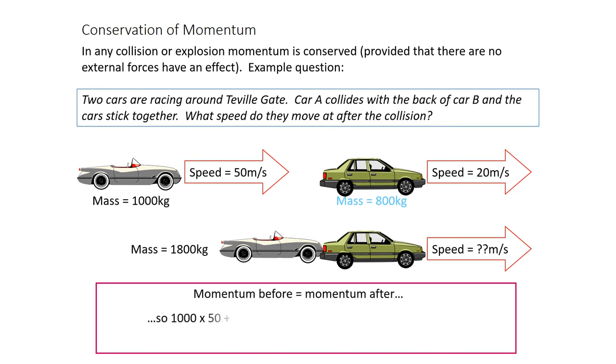So the momentum before is equal to momentum afterwards. Therefore, we know that 1,000 times 50 plus 80 times 20 is equal to 80 times V. And we're trying to work out V. So we're going to do 5,000 plus 1,600. Do work that out, gives me 36.7 meters per second.